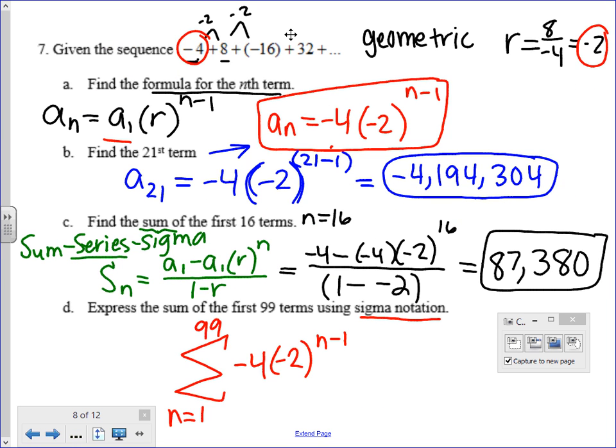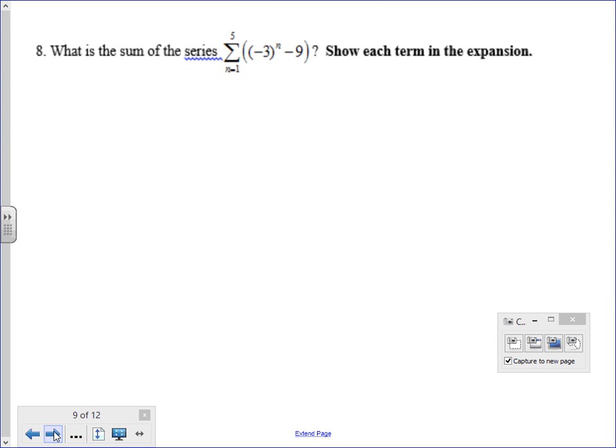All right, let's look at number 8. Number 8 is asking us, what is the sum of the series? And that reads, the sum from 1 to 5 of -3 to the n minus 9. Show each term in the expansion. Well, in order to find the sum and each term in the expansion, we need to put all the numbers in from 1 to 5 in for n in this pattern here. So let's see, I'm going to start with putting 1 in.